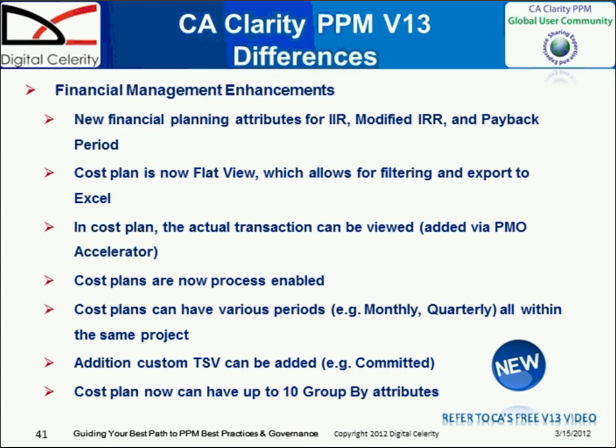Cost plans are now process-enabled, which is very huge, because now you can actually take a cost plan and enable it through the process engine and create the process where you can update fields and utilize a kind of workflow within Clarity. Cost plans can now have various periods, all within the same project. So you can vary the periods within a project. Custom TSV can be added. And the cost plan now can have up to 10 group-by attributes.